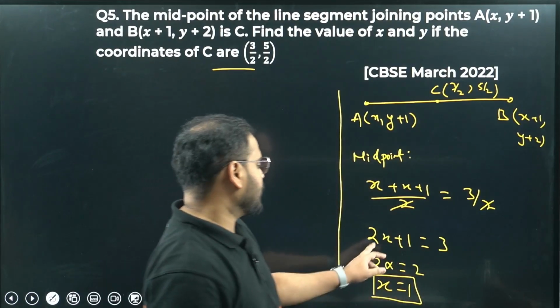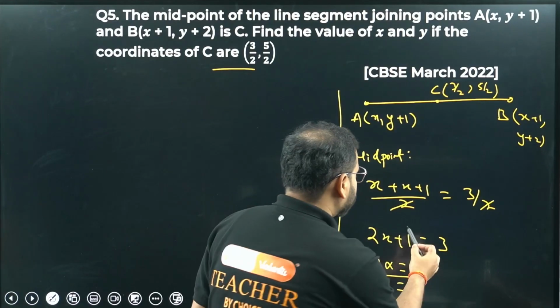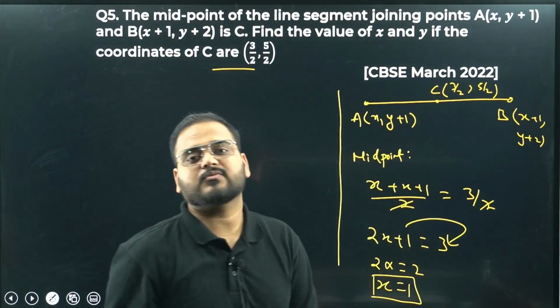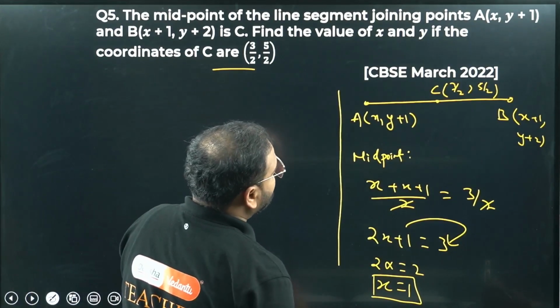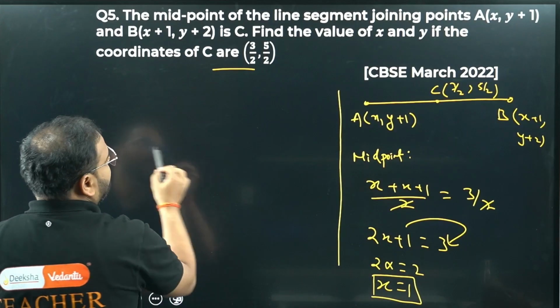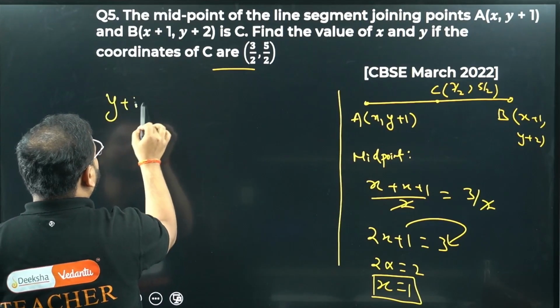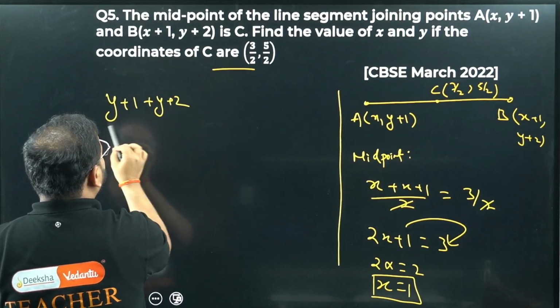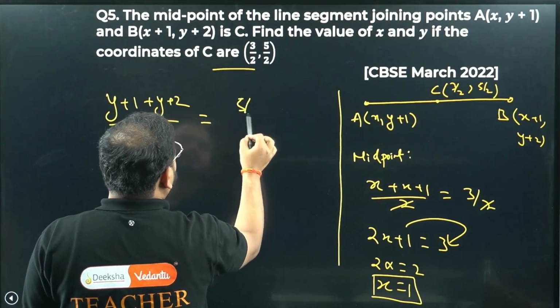Please check. 2x plus 1 equals 3, right? I can bring this 1 on that side. It will become minus 1. 3 minus 1 is how much? 2. x is simply 1. How about now for the y coordinate? I can do what? y plus 1 and y plus 2. So y plus 1 plus y plus 2 upon 2 equals what? 5 by 2.